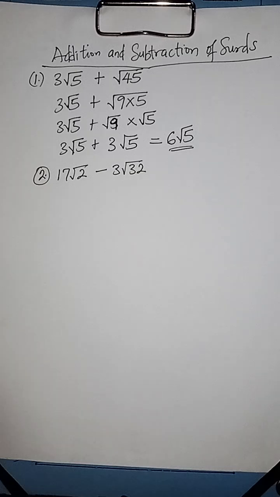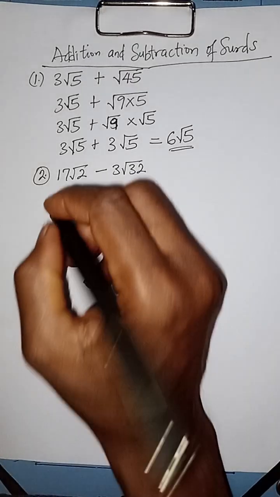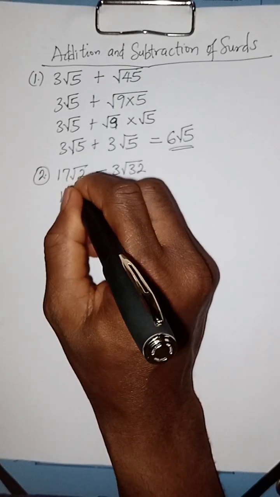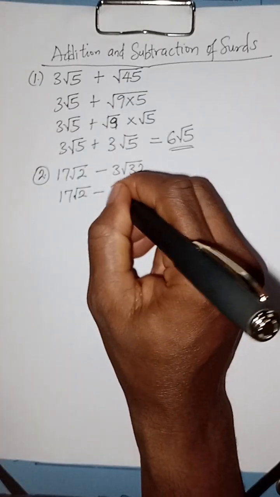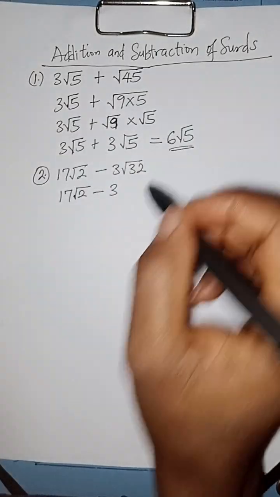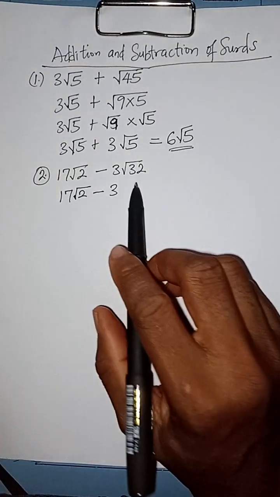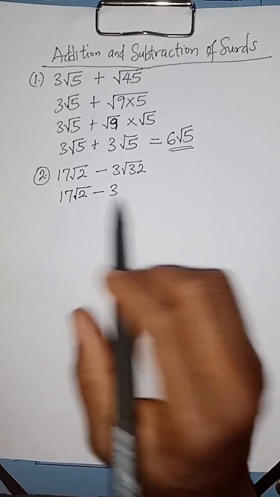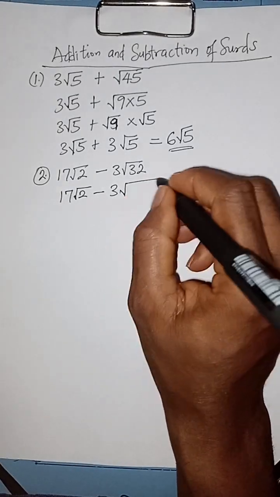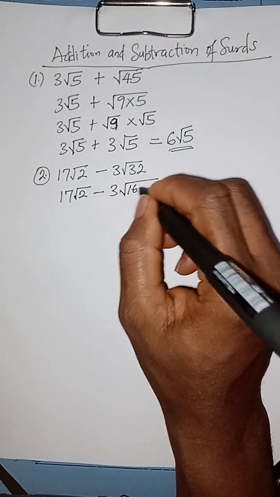Now let's look at number 2. 17 root 2 minus 3 root 32. Now, at this point, root 2 is the least you can reduce the surd to. But here, I'm going to reduce this, or look for the two factors of 32 so that one of them should be 2. And that becomes 16 times 2.